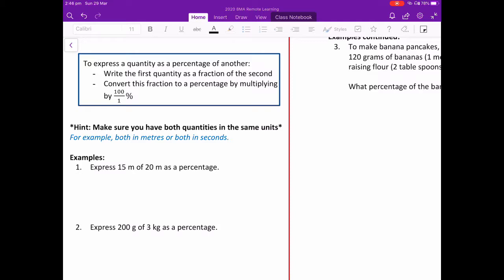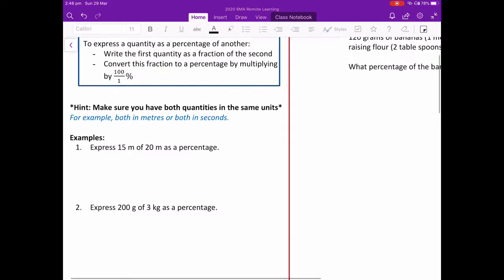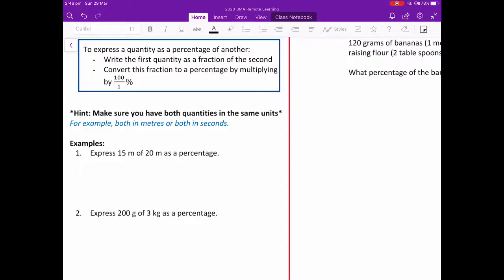So the very first thing that we need to look at is in this blue box. To express a quantity as a percentage of another, write the first quantity as a fraction of the second. We can then convert this fraction, which we have done previously, to a percentage by multiplying by 100 over 1%. But we need to make sure that we actually have both quantities in the same units. Okay, this is so vital. So always have a look and check this to start with.